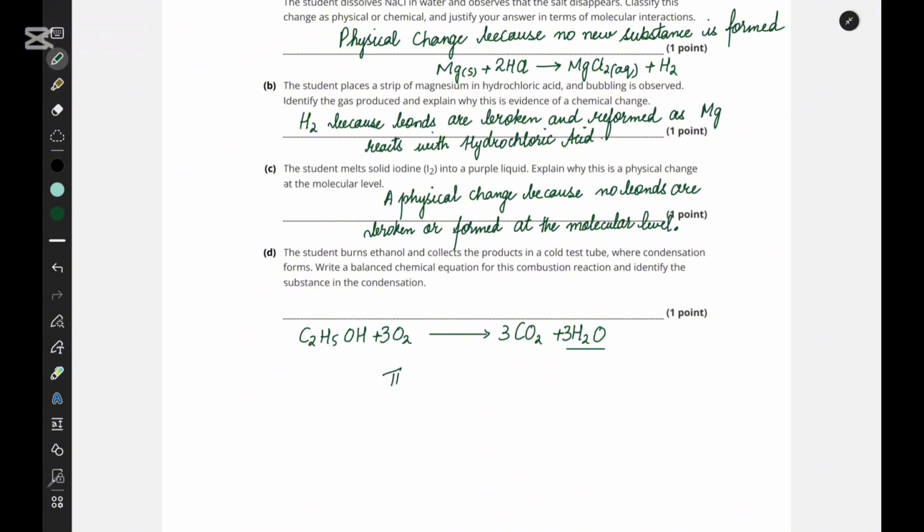So we can say the substance in the condensation is water.